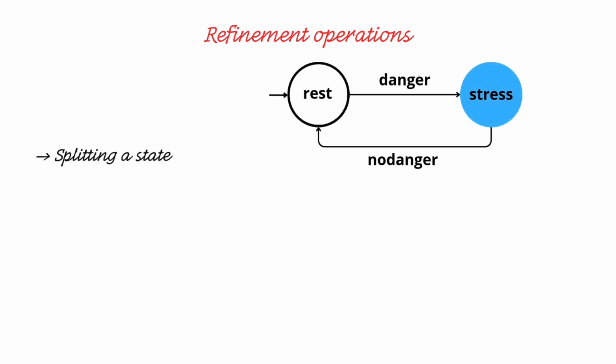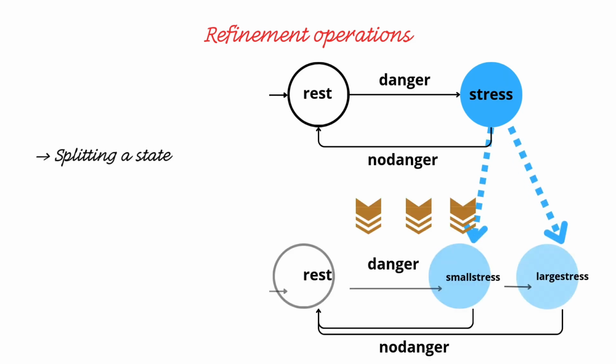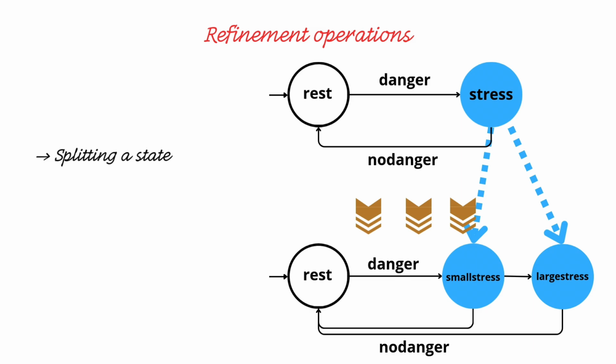For instance, if I use the previous automaton of this theory of stress, and I wish to have a more precise notion of stress, I can then refine the state called stress into 2 states, small stress and large stress. I do this by using the refinement operation called splitting a state. These operations allow us to move gradually from a vague theory to a precise one.